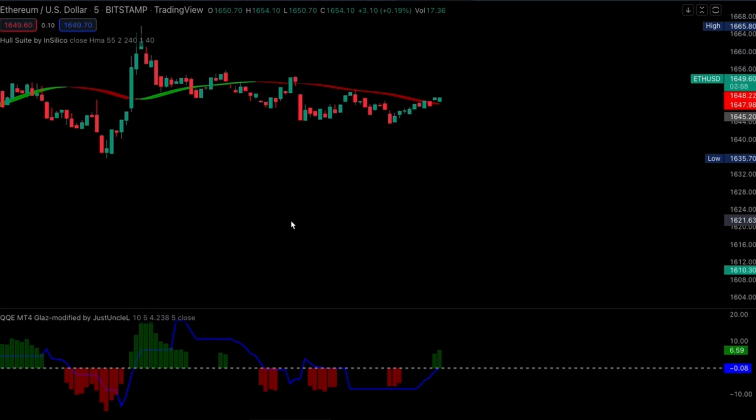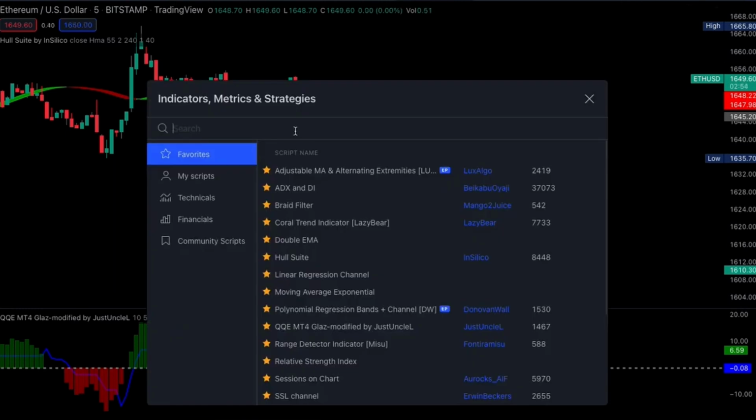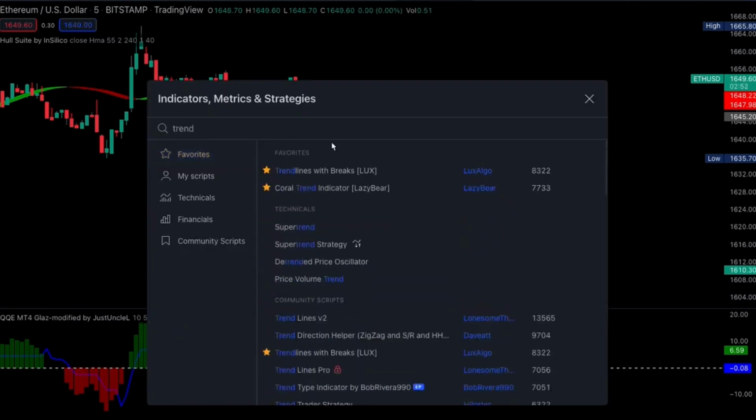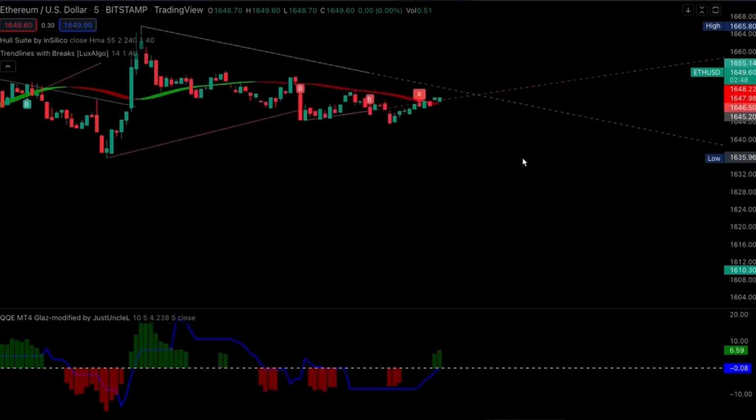Now let's add our third and final one. Okay, so for our last indicator, let's add trend lines with breaks by Algo, and it's this one right here. Just like that, our setup is ready to trade on. Now I'm going to take you through the rules for trading with this strategy.